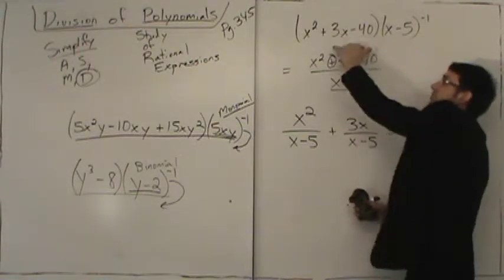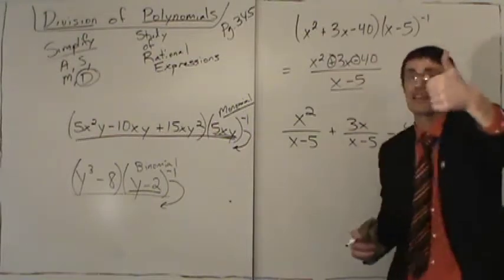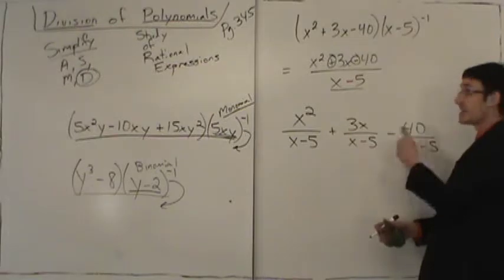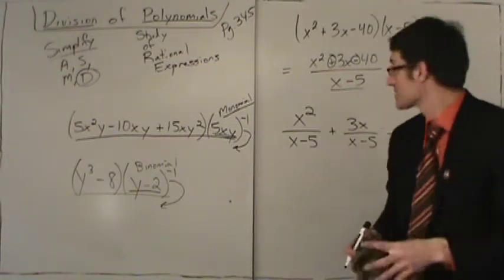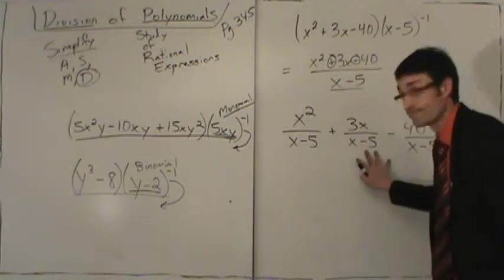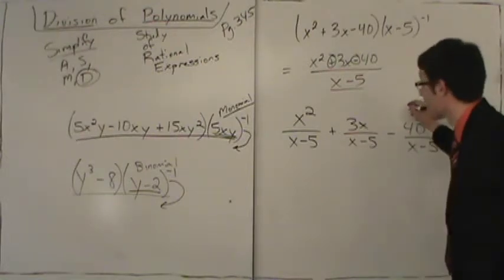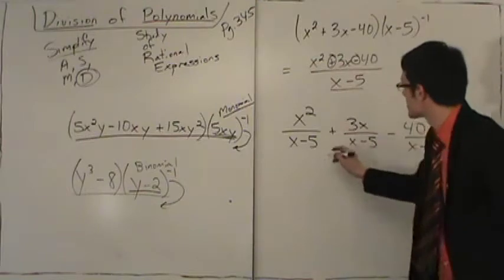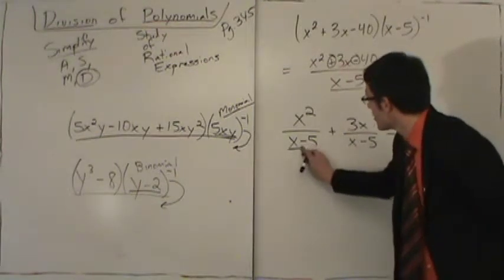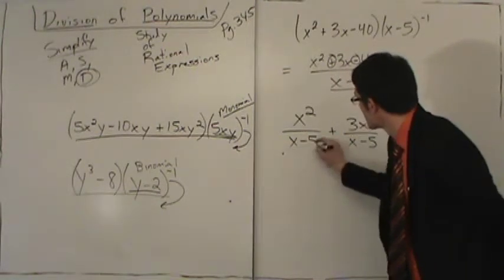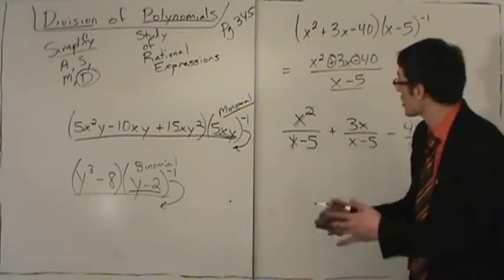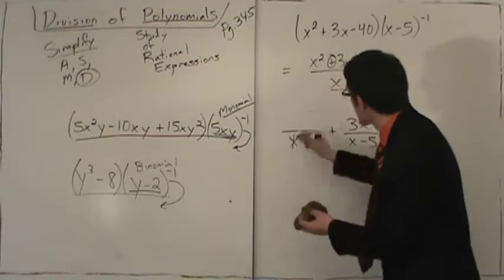I'll talk about this in a moment. Can you always split the addition in the numerator? Yes. So we write this as x squared over x minus 5, 3x over x minus 5, 40 over x minus 5. Is this true? Yes, it's true. But does this get us anywhere? Is this simplified? No. Is this process going to work? No. Why? Because we have a binomial in the denominator. My question is, does the x cancel with the x squared? No, it does not cancel.